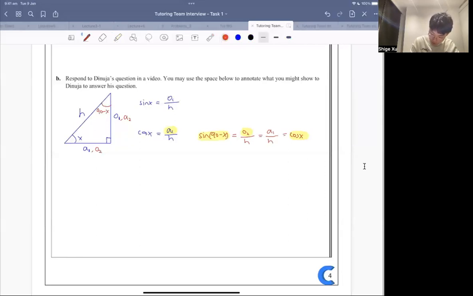Similarly, we can do the cosine of 90 minus x. We know it's adjacent over hypotenuse, so it's A2 over h. Well, again, you can identify that A2 and O1 are essentially the same side. So we do O1 divided by h. Well, what's O1 divided by h? That's sine of x. So that equals sine of x. We have this identity here.